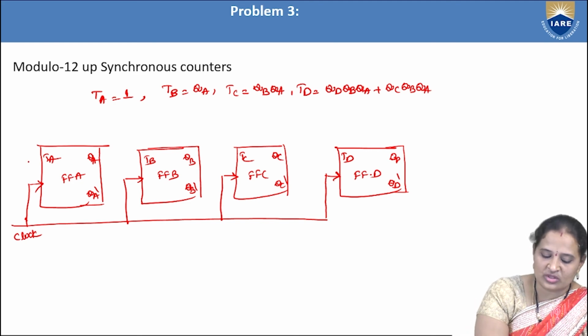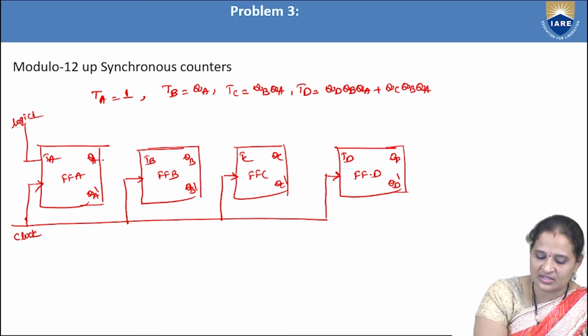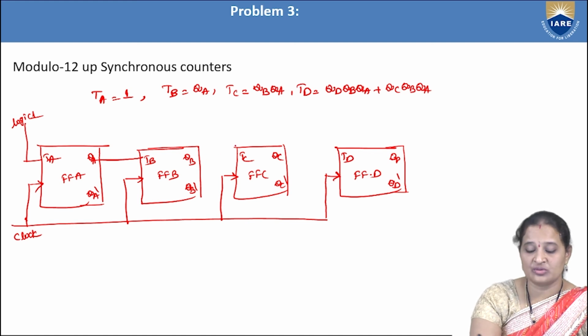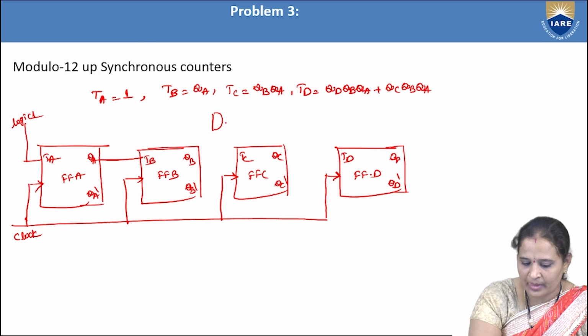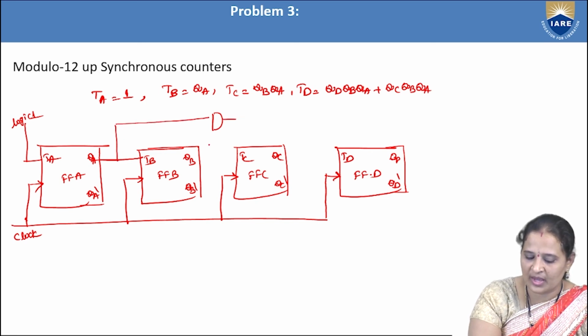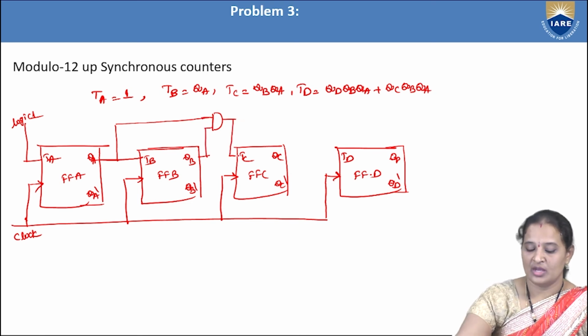So now, based on the equation, TA should be connected to logic 1, whereas TB is equal to QA, and TC is equal to QB QA. So I'm taking an AND gate here, to which I'm giving QA and QB as the inputs, and the output is given as TC.